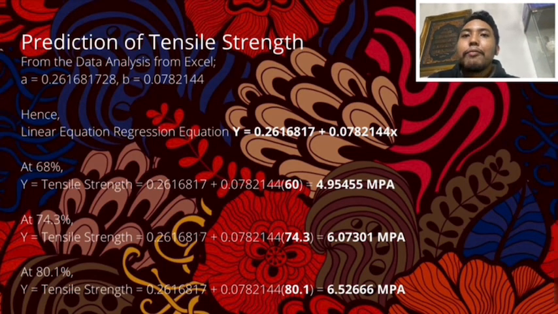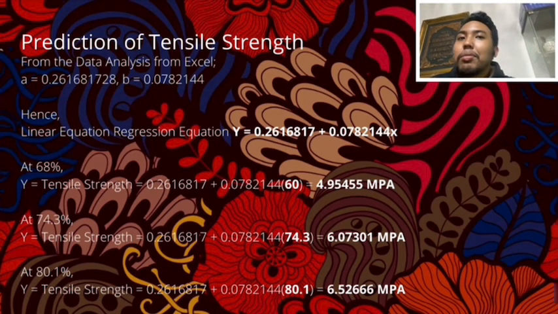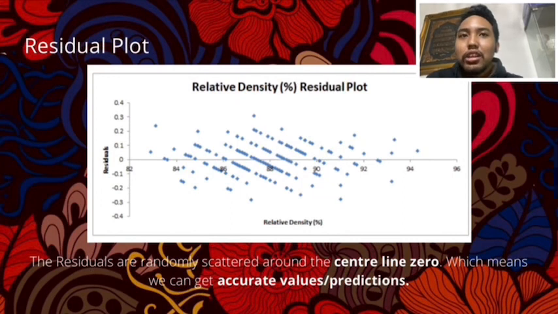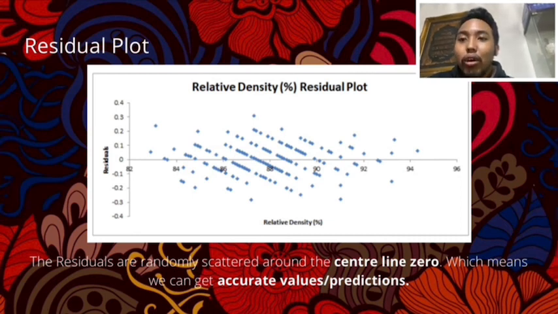At 68%, we can tell that it has a tensile strength of 4.955 megapascal, and at 74.3%, it is 6.073, and at 80.1% it is 6.5266 megapascal. As for residual plot, we can conclude that the residuals are randomly scattered around the center line 0, which means we can get accurate values or predictions.